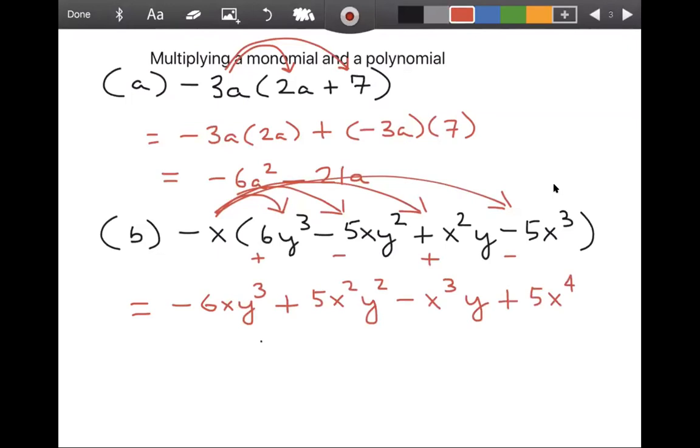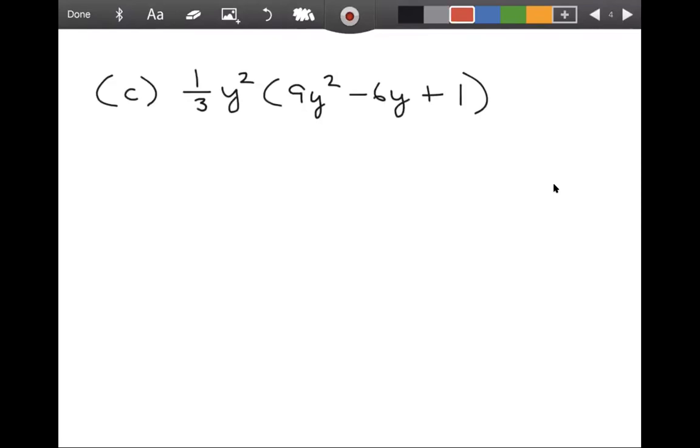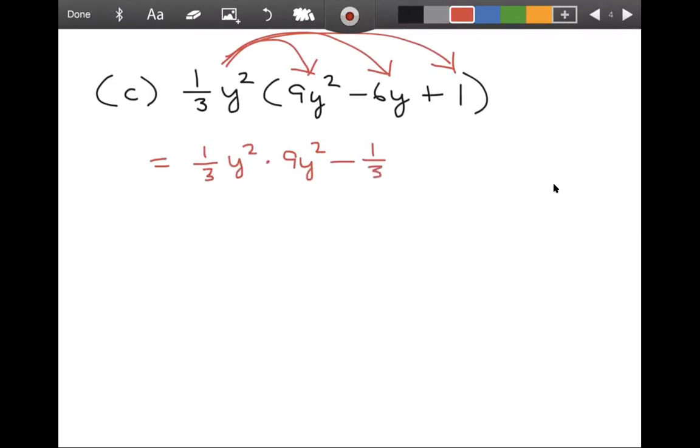All right, and then the last example in this batch is 1/3 y squared times 9y squared minus 6y plus 1. So again, we're distributing the monomial that's outside. This time, I think I will write that second step because we have a fraction involved. So we have 1/3 y squared times 9y squared minus 1/3 y squared times 6y. Okay, and then the last term is times 1, so that one's easy. I can just write plus 1/3 y squared.